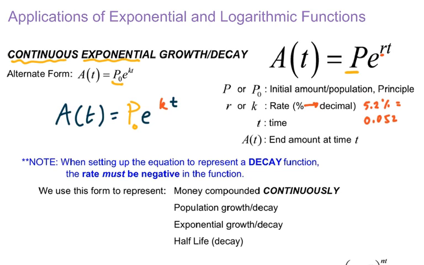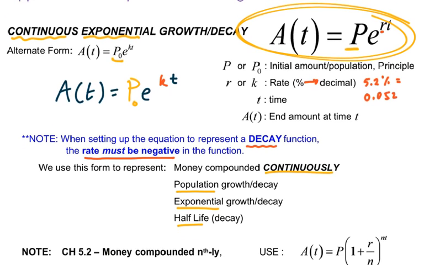And the only thing that we really need to remember here is that when we start dealing with things that are decay, things that are declining or deteriorating, the rate must be negative. And what we need to remember is that the function won't always be given. So you need to make sure you read that problem carefully, because if it says that something is decaying, you're going to need to put the negative in your function. And as I said, we use this for money compounded continuously. When we see population growth or decay, we see that word exponential or half-life, all of those words indicate we are going to use that PERT formula.